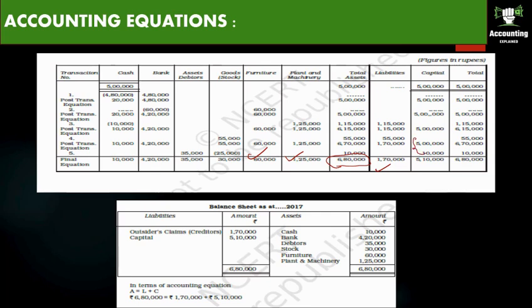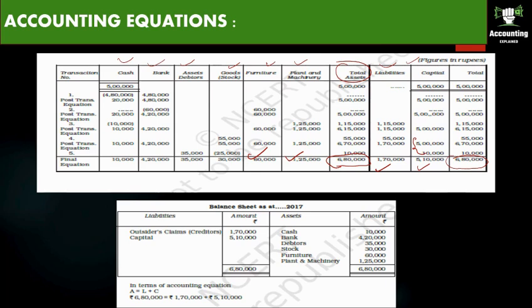Now we made a profit from selling goods worth 25,000 for 35,000, so your capital becomes 5,10,000. Total liability is 6,80,000. Now we are going to transpose these assets: cash, bank, debtors, stock, furniture, plant and machinery, and liabilities and capital to the balance sheet, and we will solve the accounting equation.